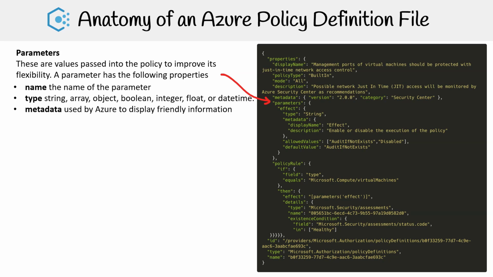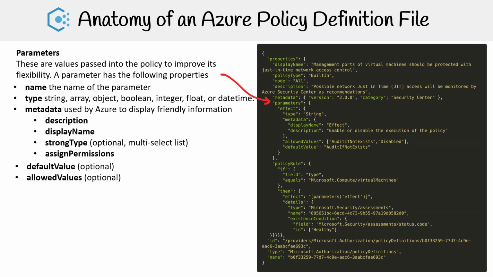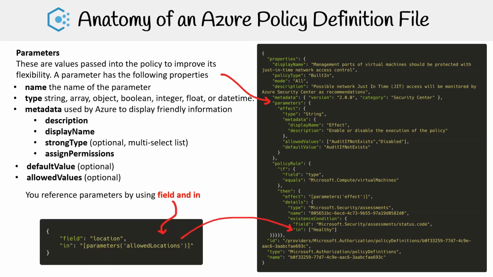Name, the identifier for the parameter. Type could be a string, array, object, boolean, integer, float, or date/time. Metadata, utilized by Azure to display user-friendly information such as description, display name, strong type, assign permissions. Default value, an optional field to set a default parameter value. Allowed values, an optional field for setting accepted parameter values. You reference parameters by using field and in.